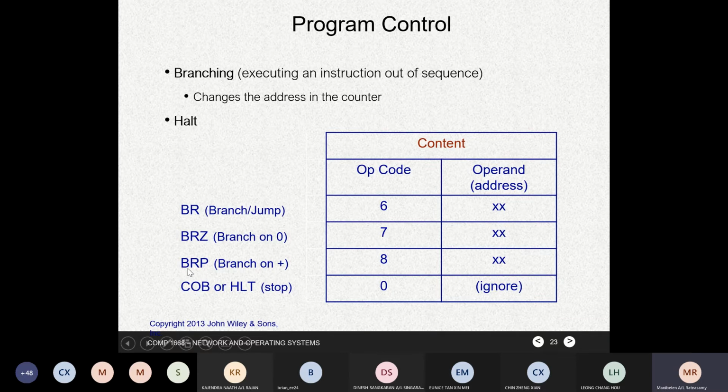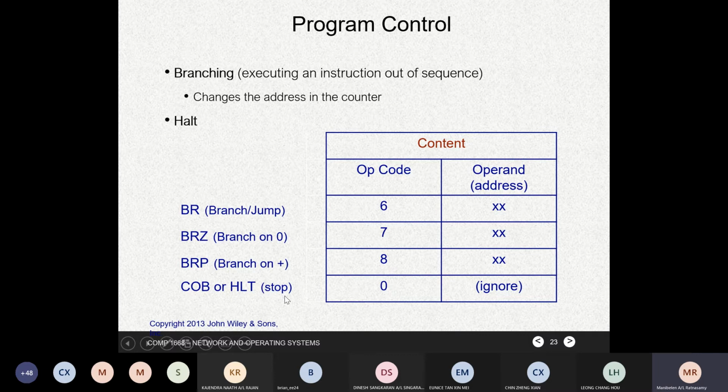This is branch on plus, positive. If the value is positive, you branch out. Normally we don't use this. All the time we use BR or BRZ, but sometimes if your output is plus, positive, you also can branch out. Then you use operation code A with operand address.